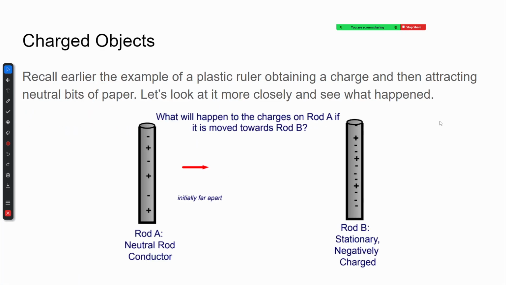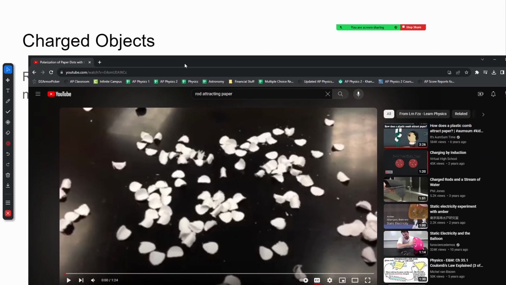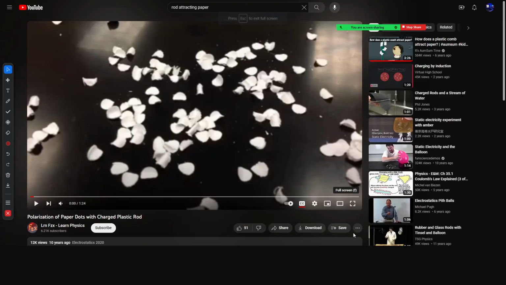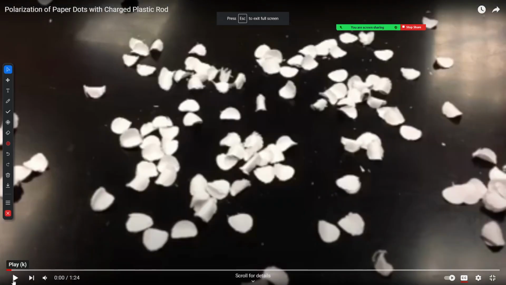Okay, so I know we haven't actually done the demonstrations yet just because the timing hasn't been perfect, but I'm going to show you the video of the paper bits getting attracted by something that has a negative charge, and we will still do it in class. I just want to make sure that we are able to see what's going on here.